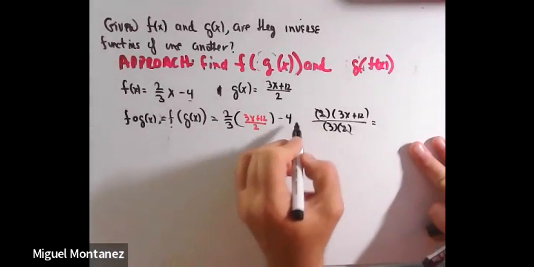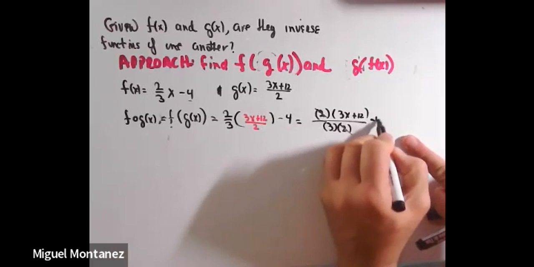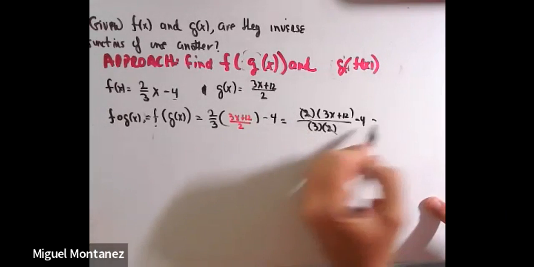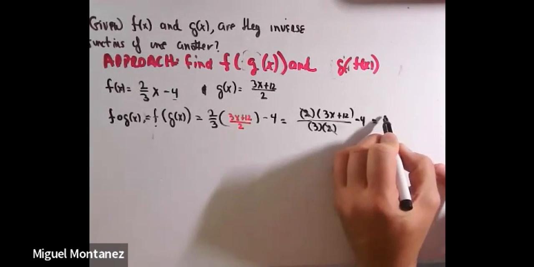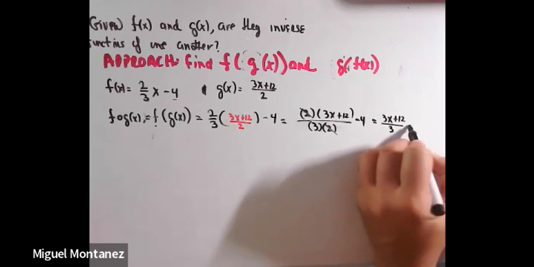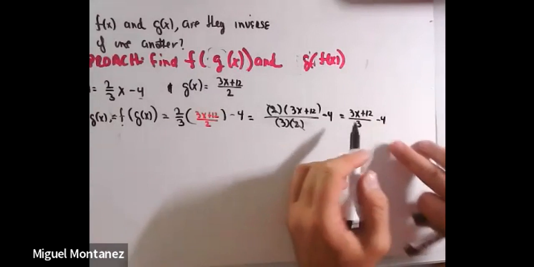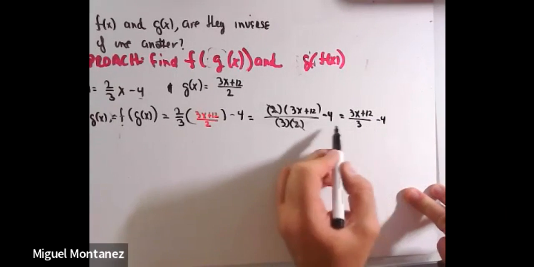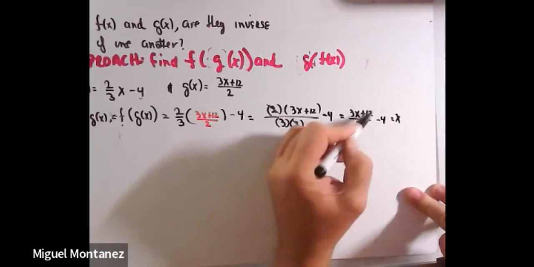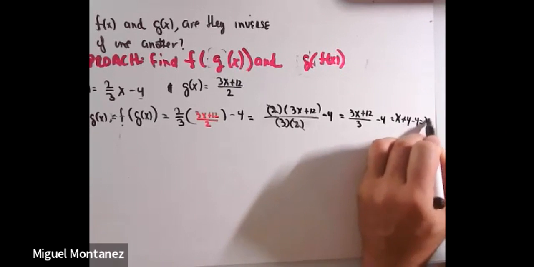Oops, this is minus 4. I forgot the minus. So this is equal to that minus 4. So here, 2 over 2 simplifies. So what do I have? 3x plus 12 over 3 minus 4. We can just do divide and conquer. 3x over 3 would be x, 12 divided by 3 would be plus 4. Minus 4 equals x.